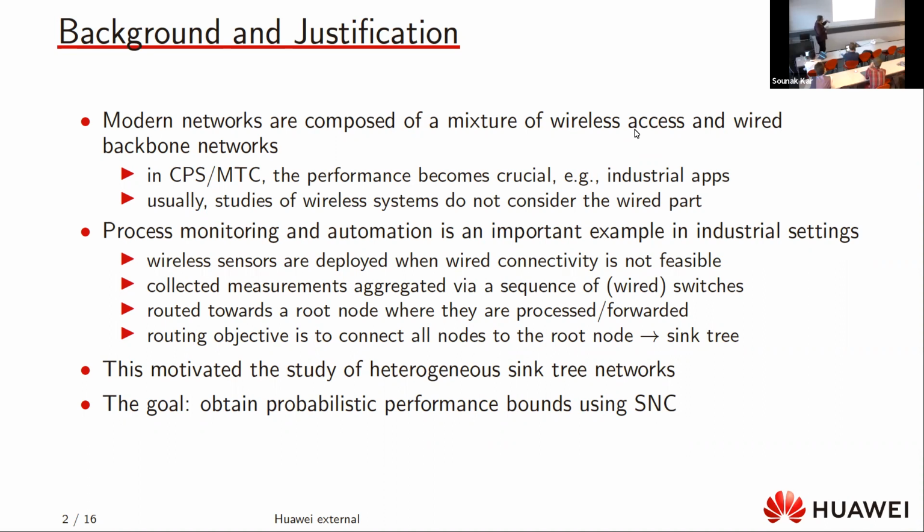That's why we have the heterogeneous part, because we have wired and wireless, and the sink tree because of this topology. This is what motivated our study, and we are using stochastic network calculus to do this analysis.